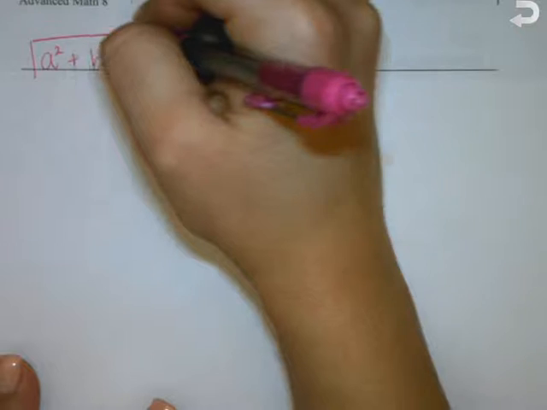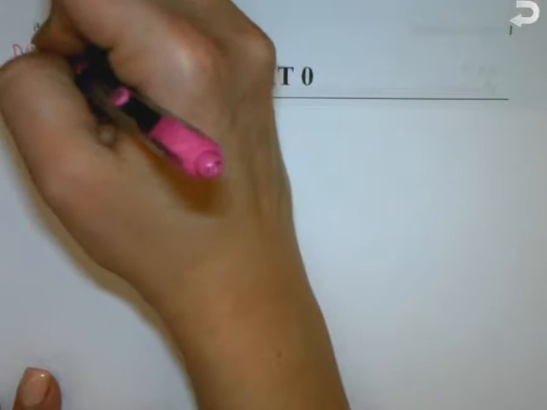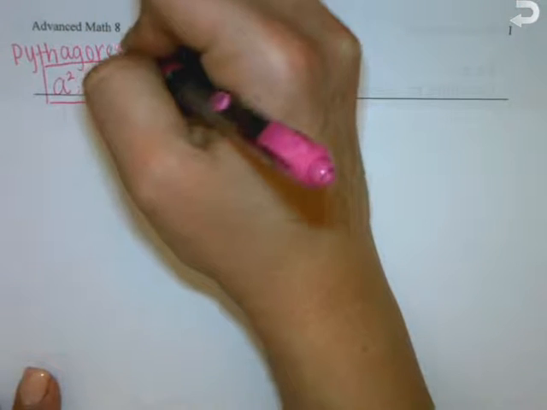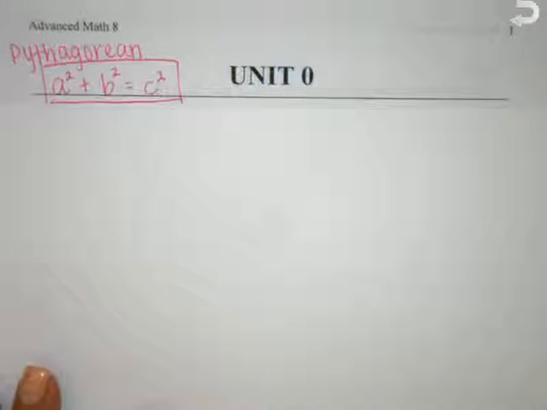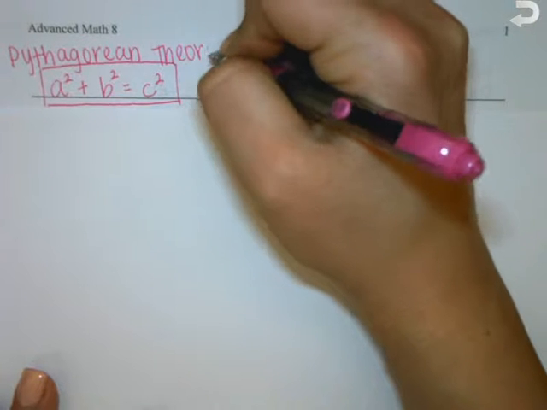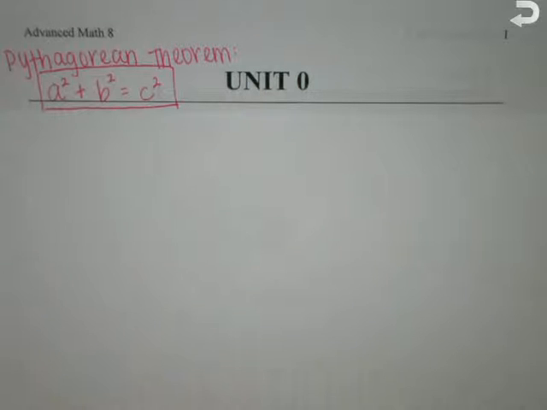So make sure you title your notes Unit 0. Put the Pythagorean theorem in there. Maybe put a box around it, because that's the big thing for us right now. Pythagorean theorem. A squared plus B squared equals C squared.